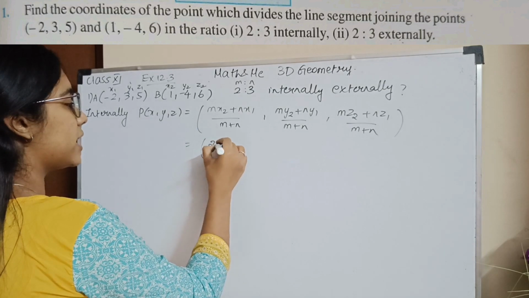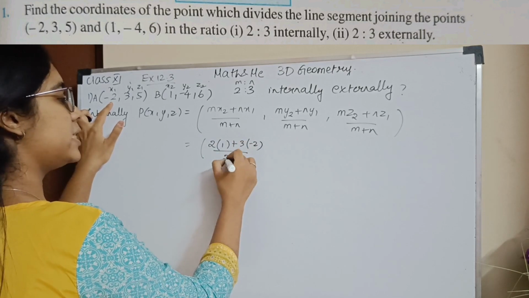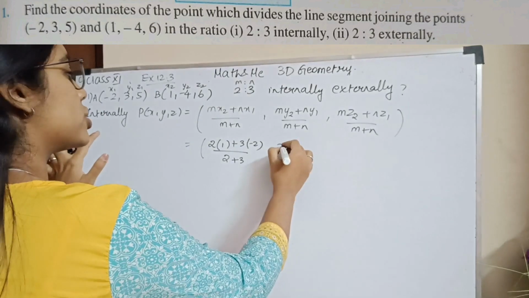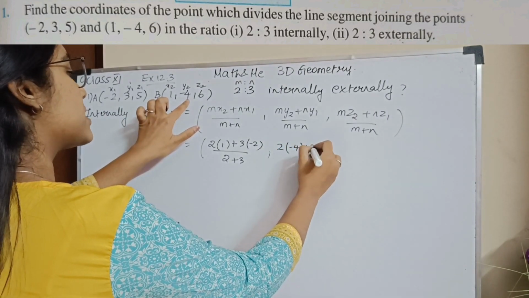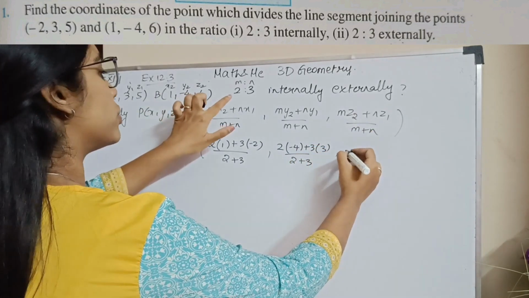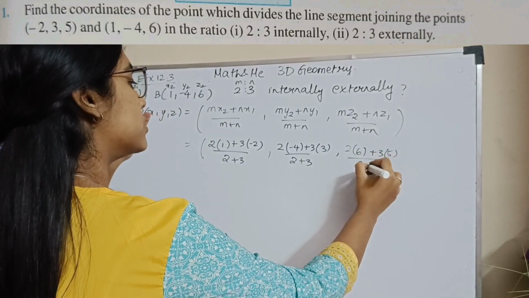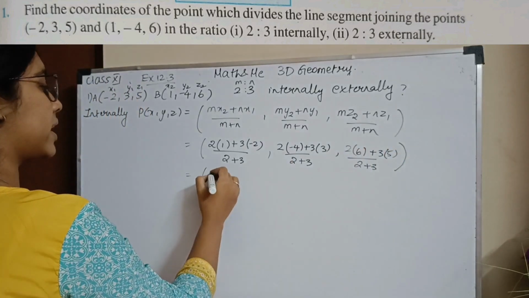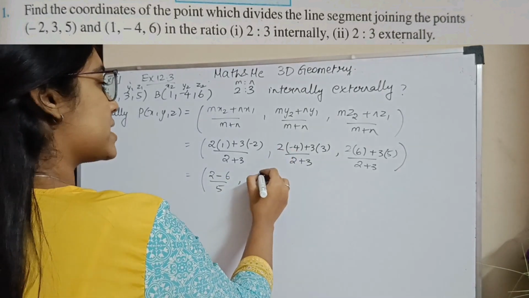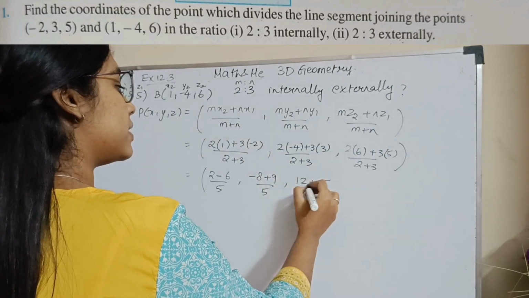So substituting the values, I'll have 2x2 plus 3x1, which is minus 2, divided by m plus n. This will be my x coordinate. Y coordinate is my2, which will be 2 times minus 4 plus 3 times 3, divided by 2 plus 3. mz2, which will be 2 times 6 plus 3 times z1, which is 5, divided by 2 plus 3. So then I'll have 2 minus 3 twos are 6 divided by 5, minus 8 plus 9 divided by 5, 6 twos are 12 plus 15 divided by 5.